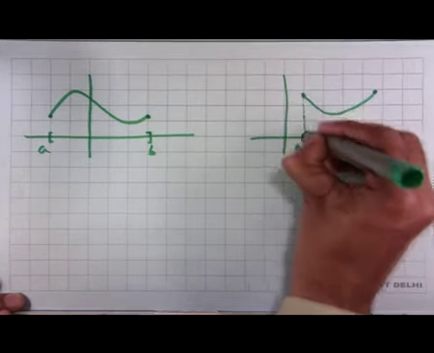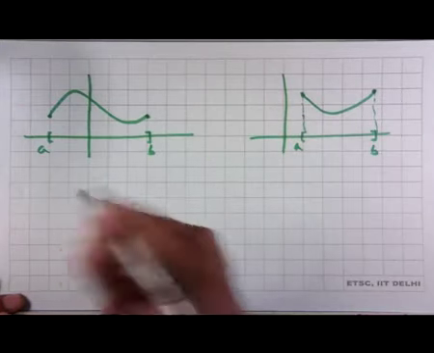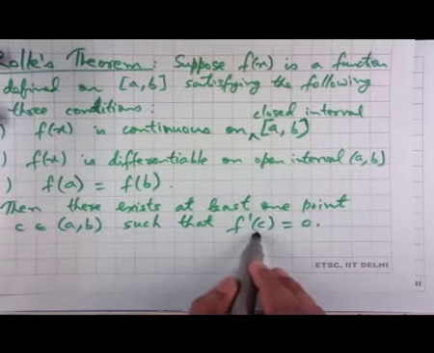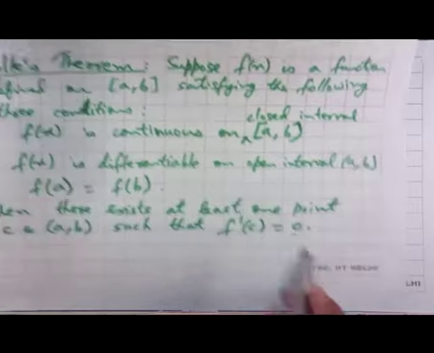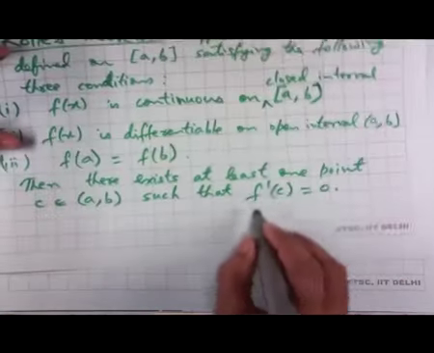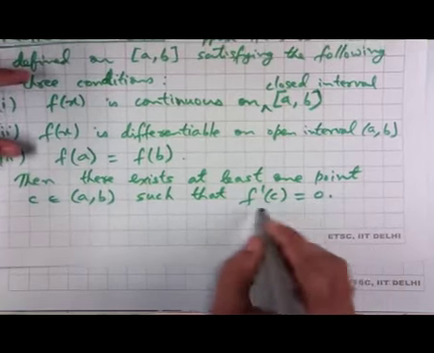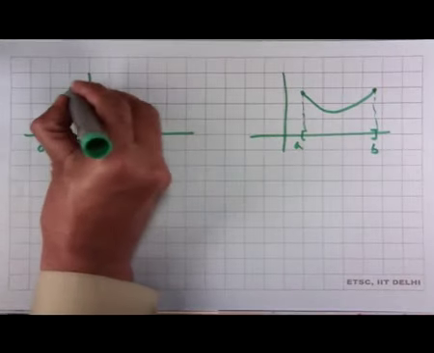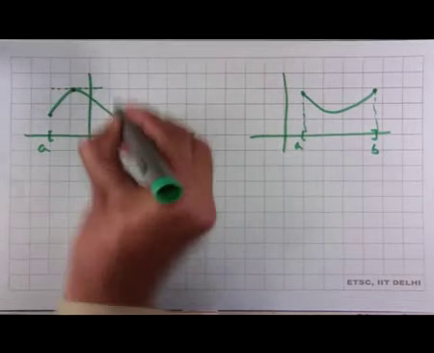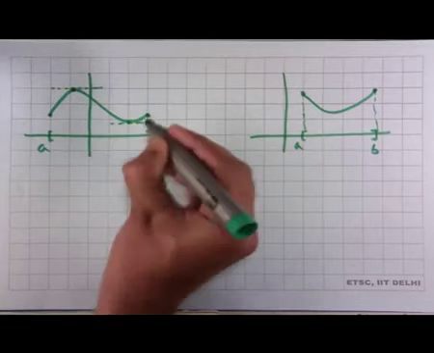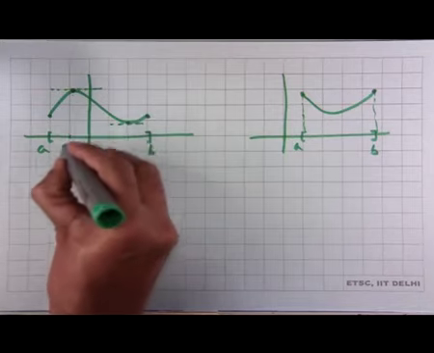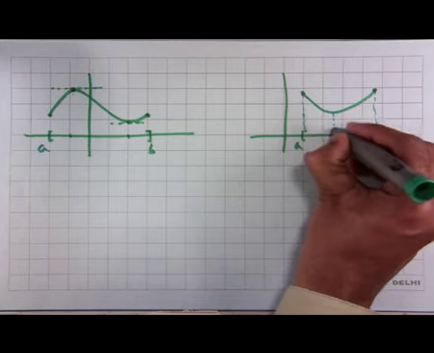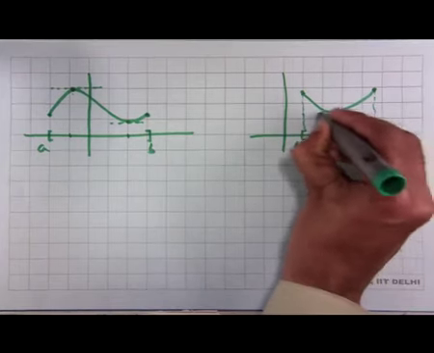So if you see, the conclusion says that there exists at least one point c where the derivative is equal to 0, and we know that the derivative equal to 0 means that the tangent line is parallel to the x axis. Here, at this point, the tangent line is parallel to the x axis, and here also. So, there are two values here where the derivative is 0. Here again we have a value c where the derivative is 0.